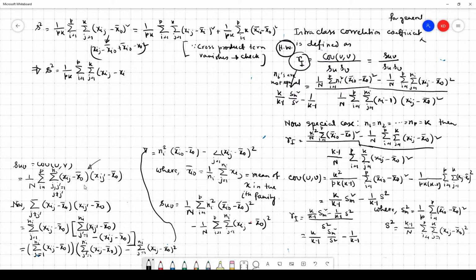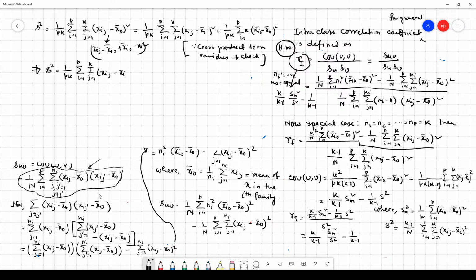Now think about Ui and Vi. What do you mean by Ui and Vi? Ui is nothing but xij, Vi again xij, but think about the pair. Then automatically you reduce this formula to 1 by n sum over i from 1 to p, sum over j not equal to j dash, xij minus x naught bar into xij dash minus x naught bar.